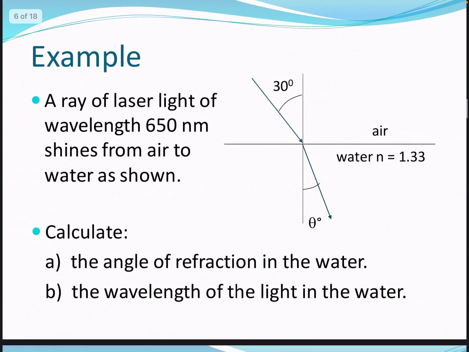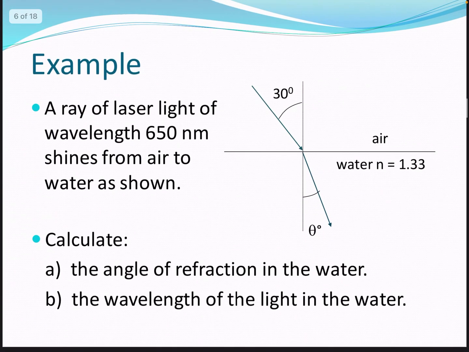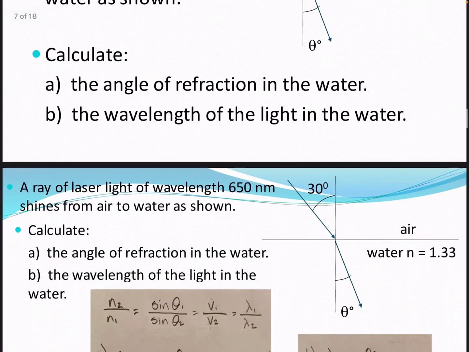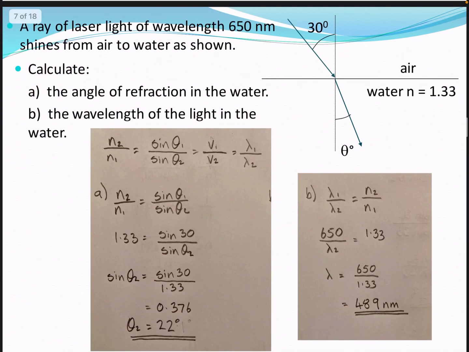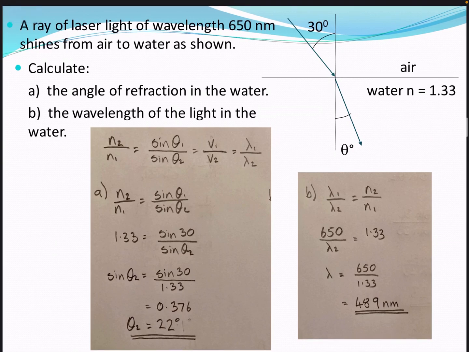So another example here. Again, we've got light coming in from air. This time it's going into water, which has a refractive index of 1.33. We know the angle it goes in at, and it's asking us to work out the angle of refraction in the water, but also what wavelength that light would have in the water. Okay, so there's the question again with the answer beside it.